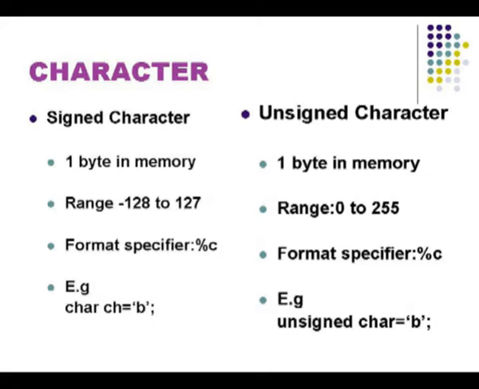When we move over to unsigned characters, it occupies the same memory space. Its range is double on the positive side, adding 128 to 127. Its format specifier is %c, and it is represented as unsigned char equal to the character that you want to assign. Now, if you will see, these are characters.